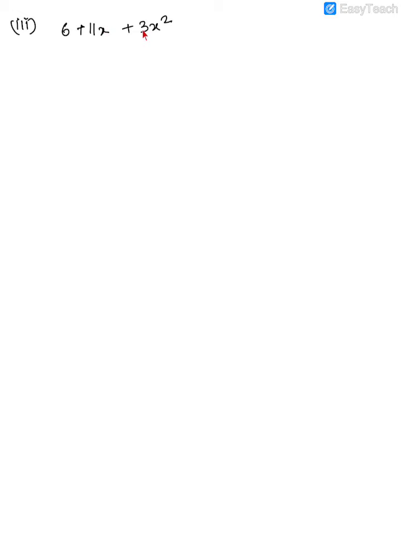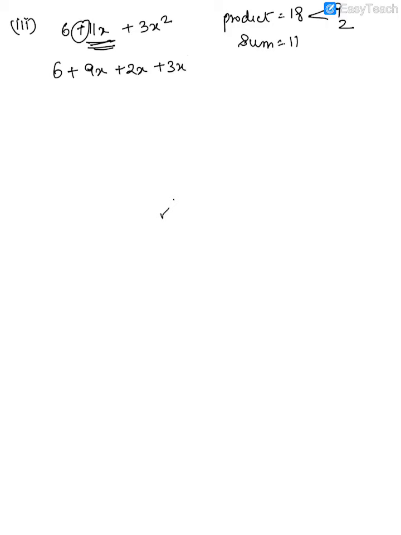Your product is coming to plus 18, so two numbers where the product is 18 and sum is 11. So my two numbers are 9 and 2. I will split the middle term. So it is 6, I can't change the order. So it will be 6 plus 9x. Since it's a sum, this sign will go with both the numbers. 9x plus 2x plus 3x square. From here, I can remove 3 common.